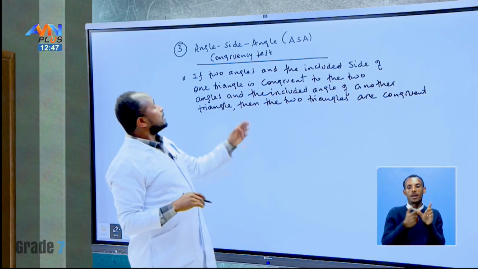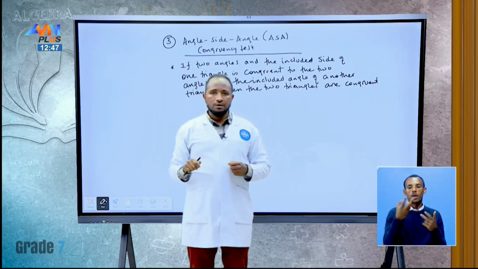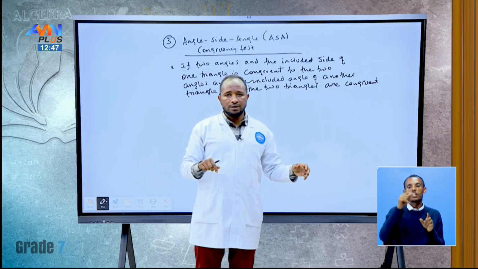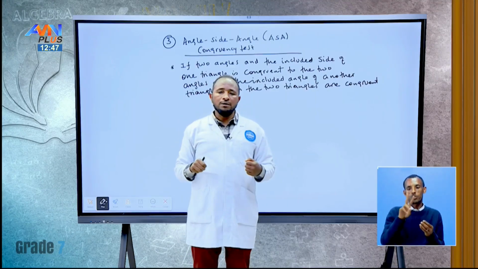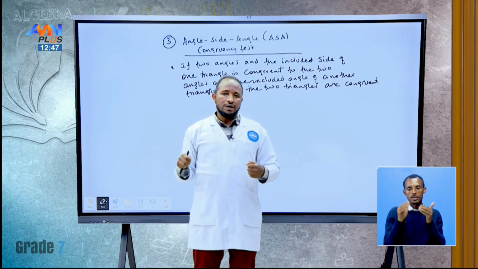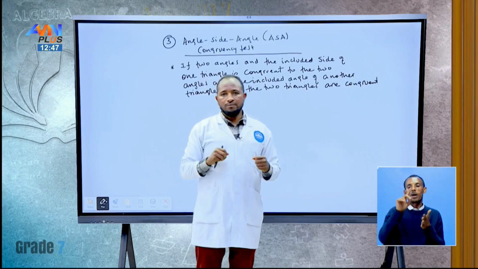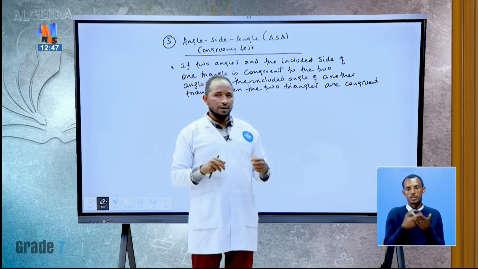So this test says that if we have two triangles, if two angles of the two triangles are congruent, in addition to that, if the included sides of the two triangles are congruent, then the two triangles are congruent. That means one triangle fits on the other completely. So let's see this concept through a picture or through triangles.